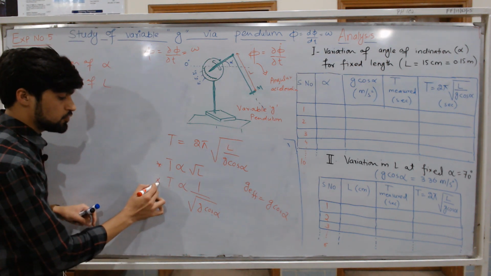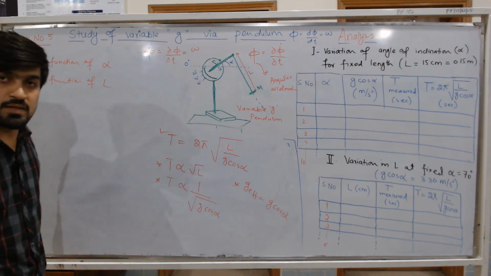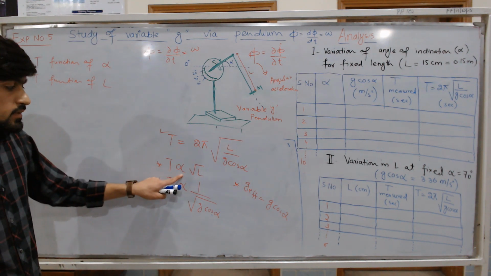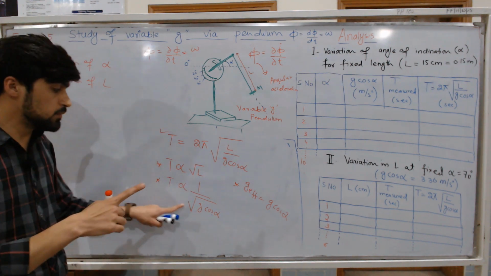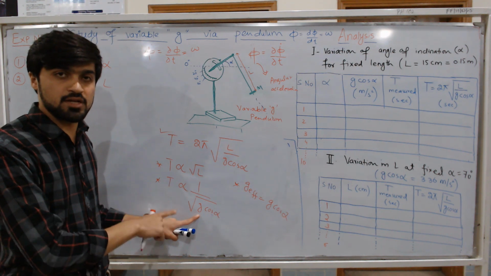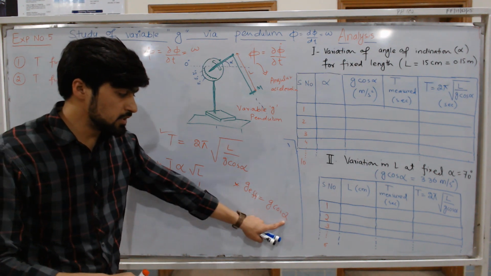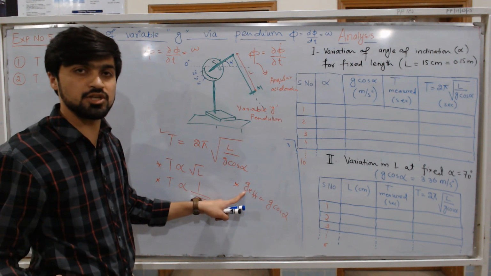So you should be conceptually aware of these things. This is the time period of the simple pendulum. The time period is directly proportional to the square root of the length of the pendulum, and it is inversely proportional to the effective component of the gravitational acceleration. And if you are changing the alpha, you are disturbing the value of g. The value of g will change.